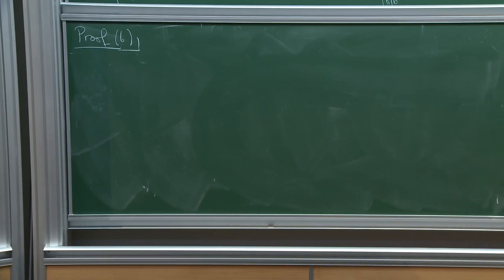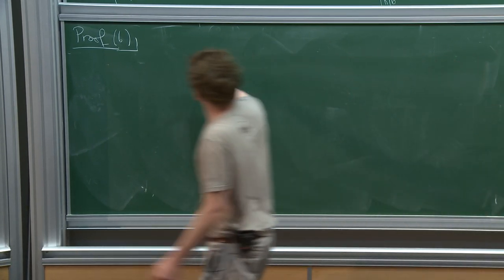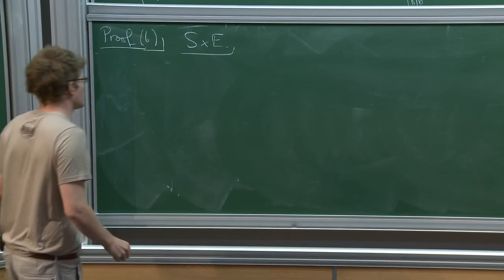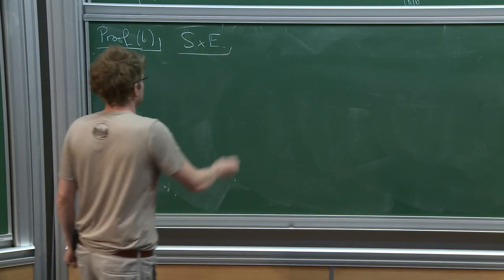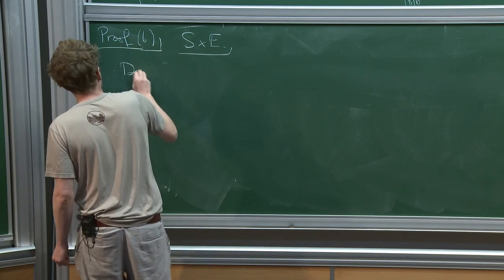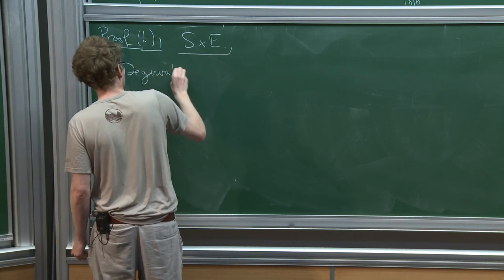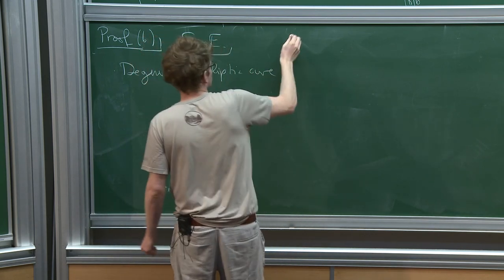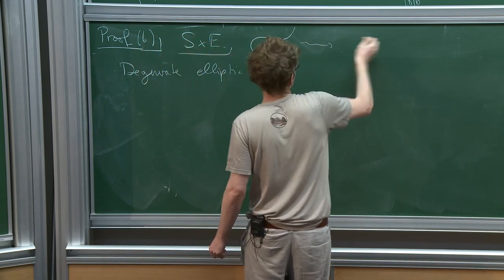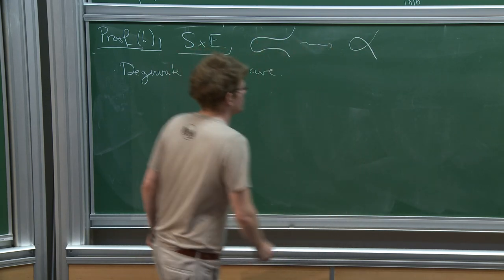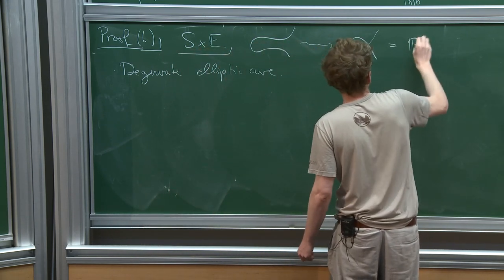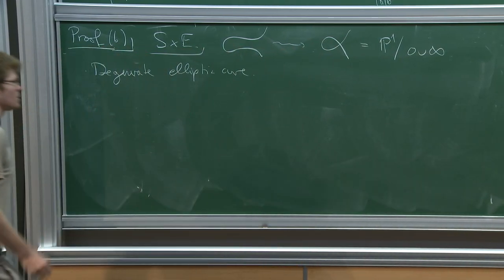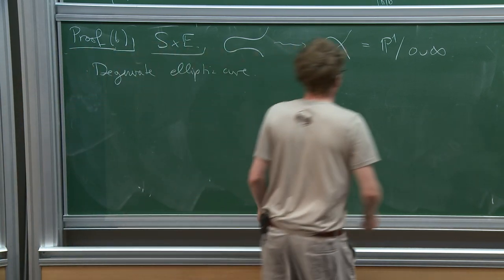And so how do you prove such a thing? Okay, so the idea is we have this S cross E, and you have to break something, and what you break is always the elliptic curve. So the first thing is you degenerate the elliptic curve. You have the smooth elliptic curve, and you degenerate it to a nodal elliptic curve. You view this as a P1, where you glue these two points together, and then there's all this business about the degeneration formula.